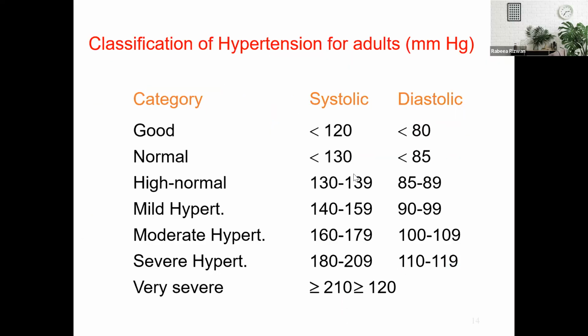And what are the normal ranges of the blood pressure? That is less than 130 by 85 millimeters of mercury. But the ideal is less than 120 by 80 millimeters of mercury. So what does this mean?